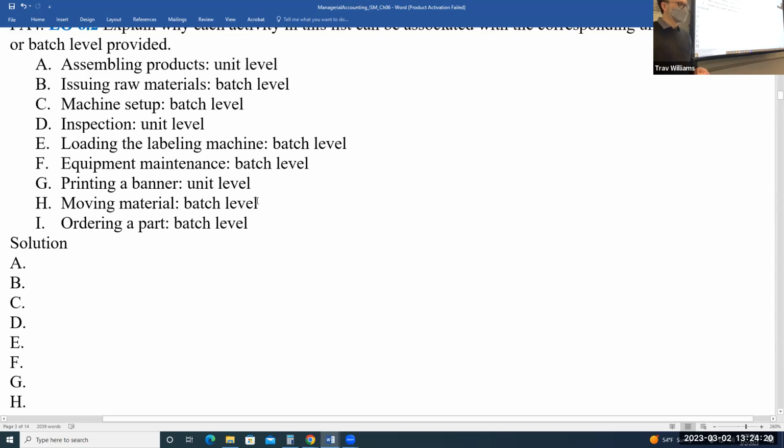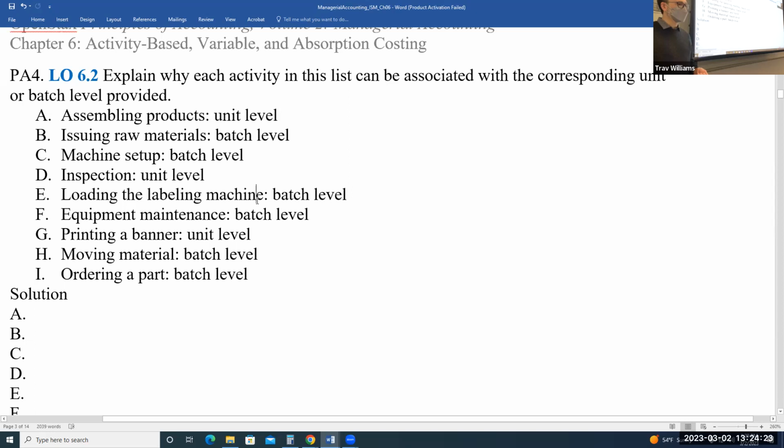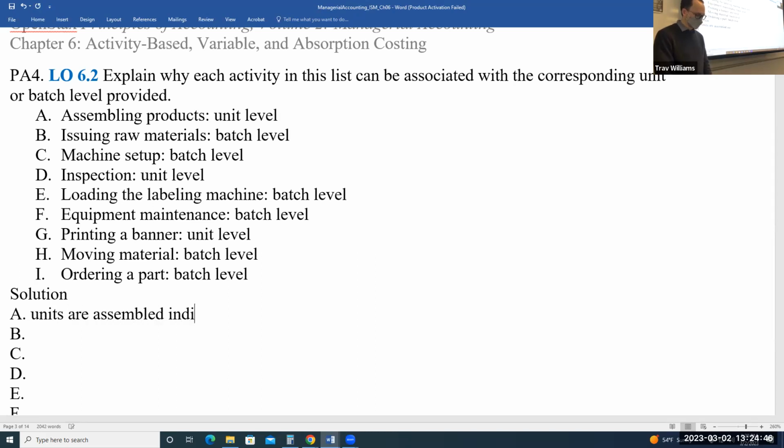So the first one's assembling products. Why is assembling products something that is done at the unit level? Basically, we assemble every product one at a time. Yeah, each unit gets assembled individually, right? So we can just put that as the answer. Again, you're not going to have to type these answers into Canvas, but you'll probably see there are multiple choice or true false for these questions. And so having an understanding of the answer will help you pick the right choice.